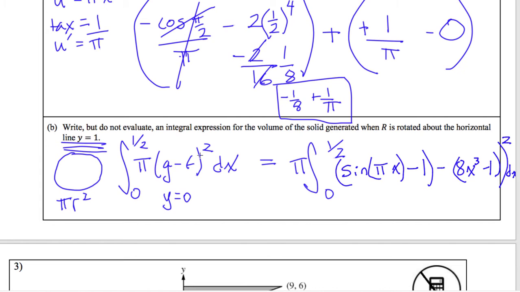Isn't it when it's rotated around an axis, it's the individual one squared, or is it the whole thing? It's the whole thing squared. Wait, what if we put a square on each one? Does that still count? I feel like it's a square on each one. It is. That's how we're taught.